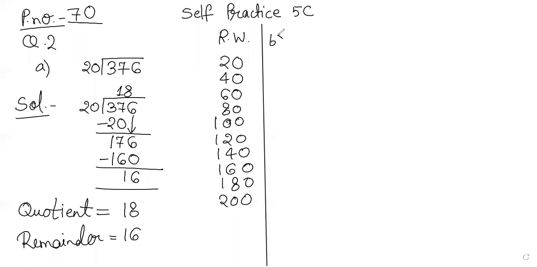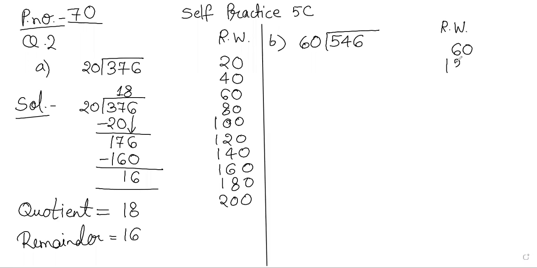Now question number B. In question number B, you have to divide 546 by 60. Now which table will we require? The divisor is 60, so we will require the table of 60.